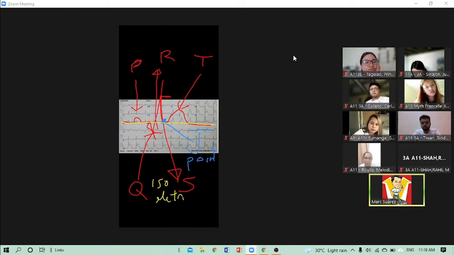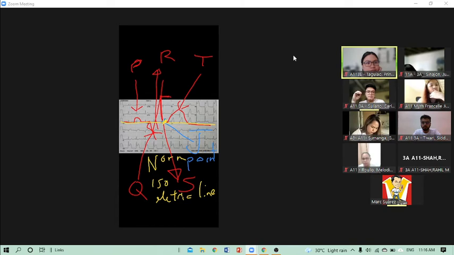Do you still remember this from the lecture? So the isoelectric line, okay? So if the J point falls within the isoelectric line, what is that? Normal. Normal, very good. Okay.